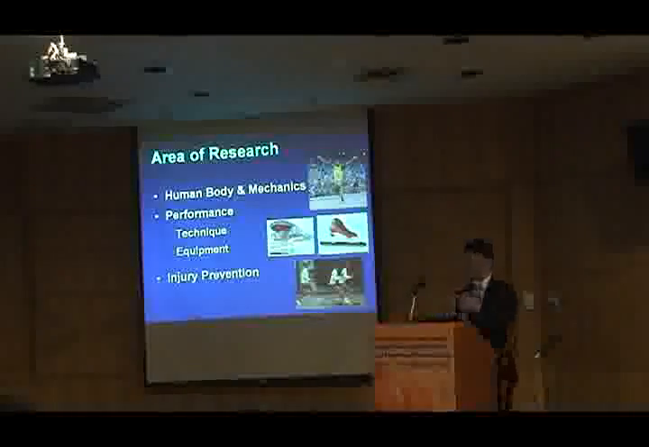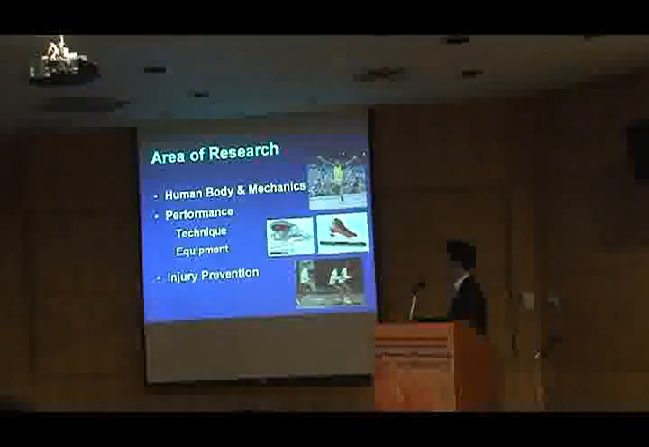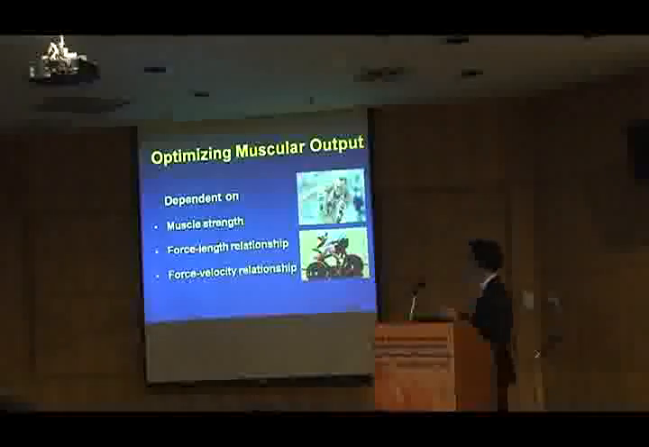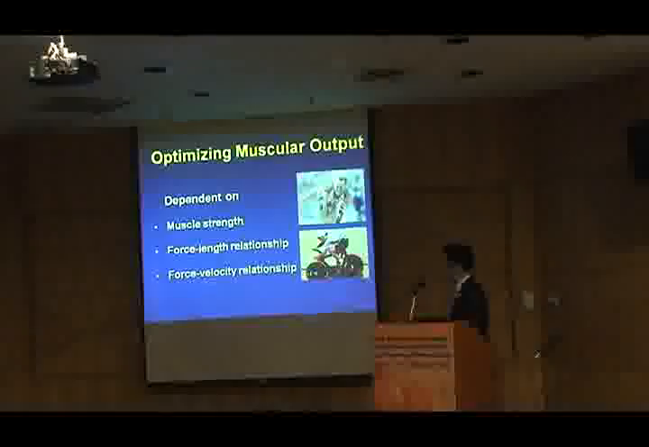In order to improve performance, we can improve the technique and advance the human. The shoe could be one example. And I also believe preventing injury is an important piece in sports performance. So in understanding the human body, there are a couple of basic pieces of information we should remember. With muscle strength, you can generate more power, but it's not simple. It depends on the relationship between force and length, and force and direction.